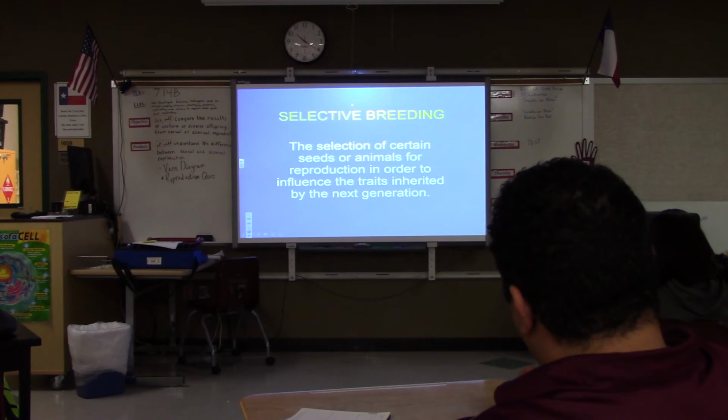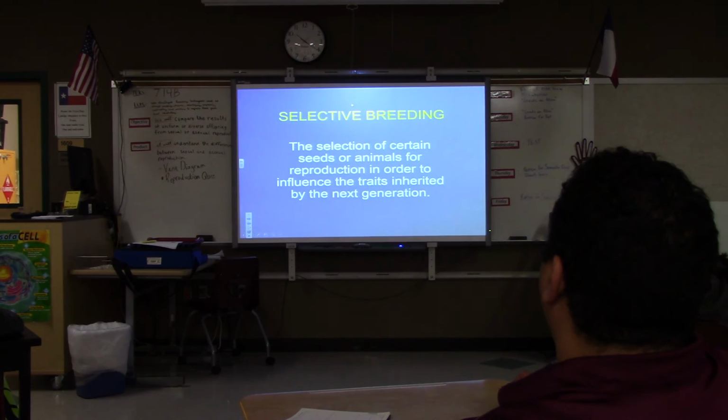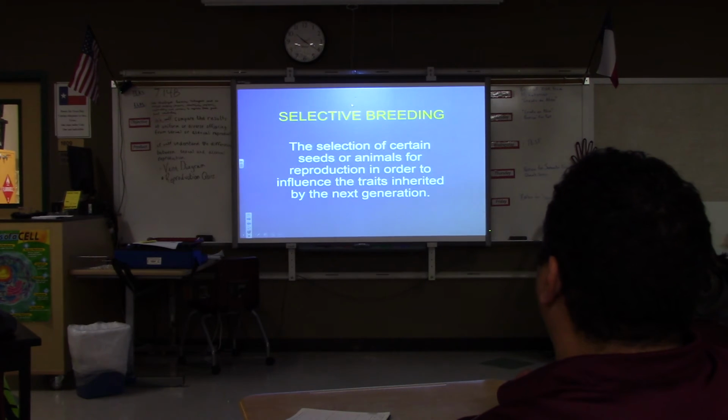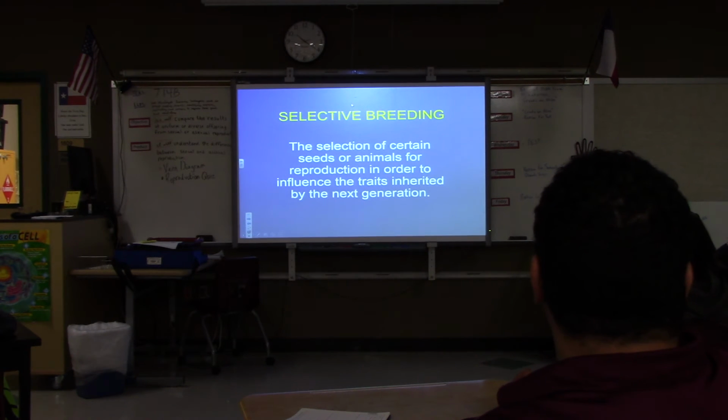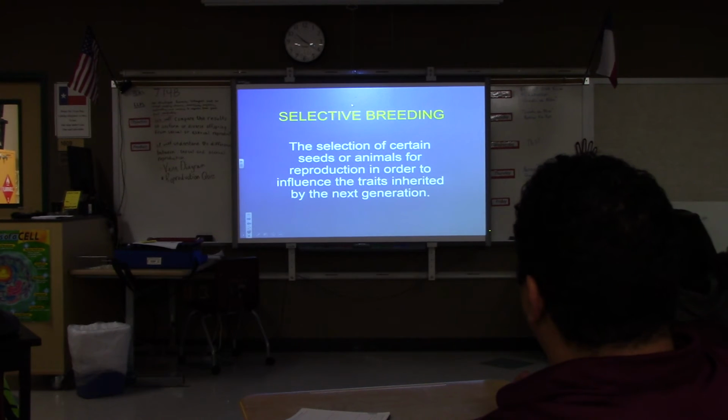Okay, and not only in animals, but also plants. It's a selection of certain seeds or animals for reproduction in order to influence the traits inherited by the next generation. Selective breeding. All right, raise your hand and tell me what's a very common animal that uses selective breeding.